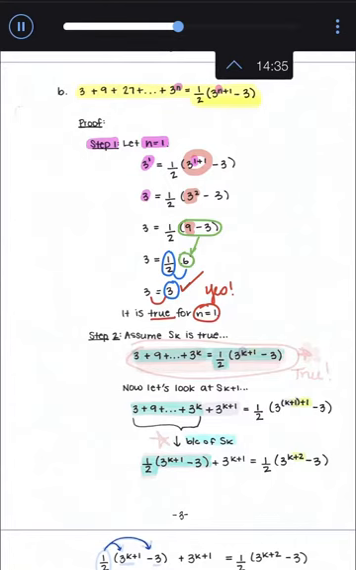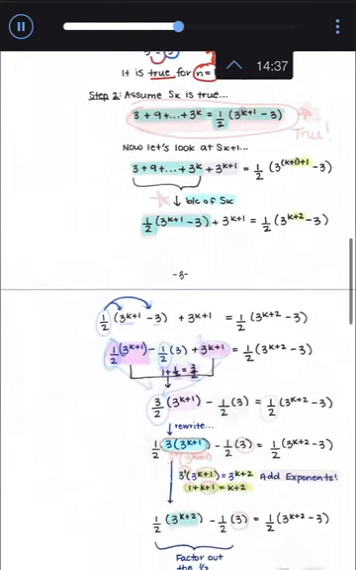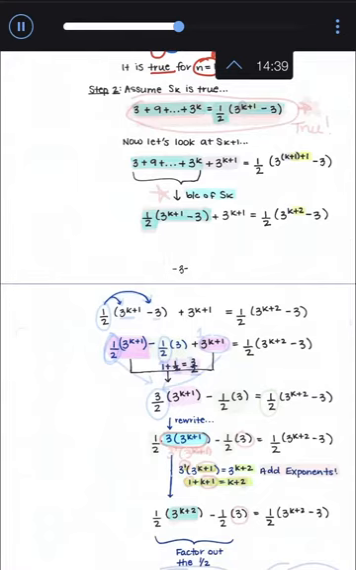Step 2 of mathematical induction says, okay, let's look at the kth term. So instead of 3 to the n, we're going to go up to 3 to the k here. And instead of the 1/2 times (3 to the n plus 1 minus 3), we'll do 3 to the k plus 1 minus 3. And again, mathematical induction says, we don't know if it's true, but let's assume it's true. Let's take it as fact.